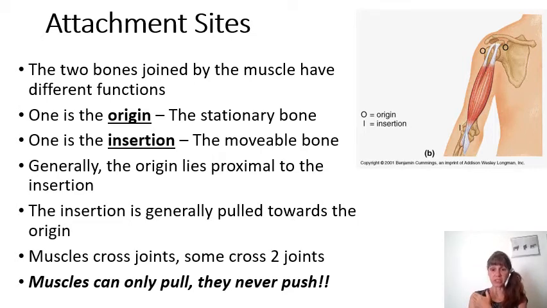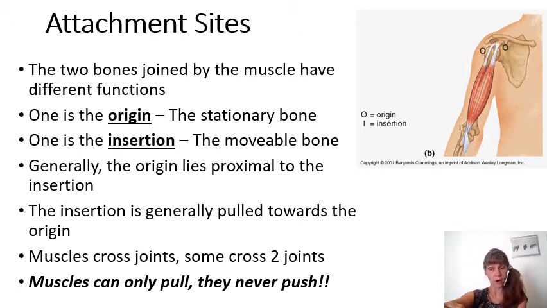Usually the origin lies proximal to the insertion. However, sometimes muscles may change their function depending on the muscle. We'll see that later. The insertion is generally pulled toward the origin, and muscles cross joints.